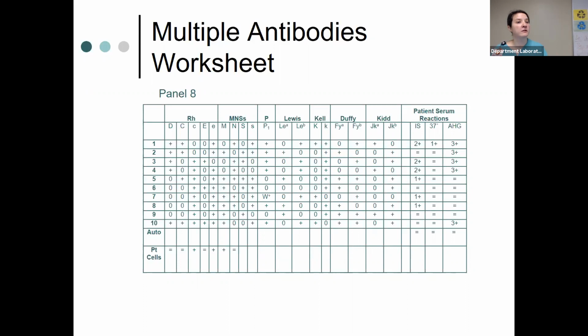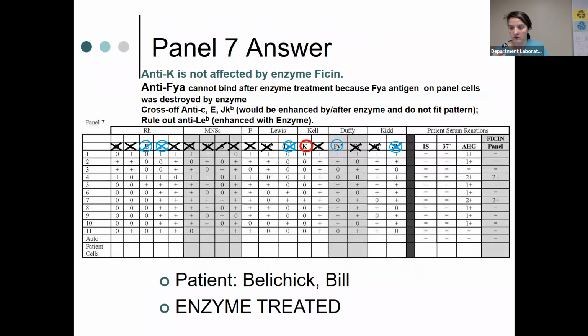Katie, your question. Panel 7 after ficin is only Kel, because you are just looking at these two reactions right here, and that matches Kel perfectly.